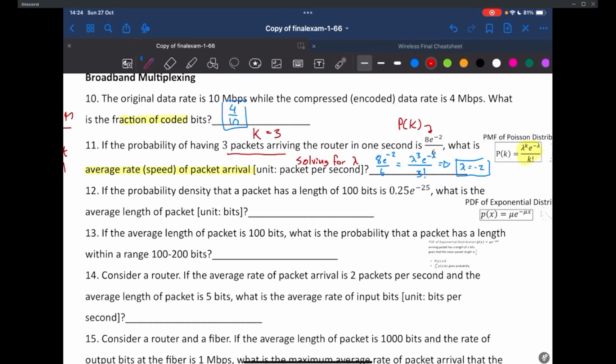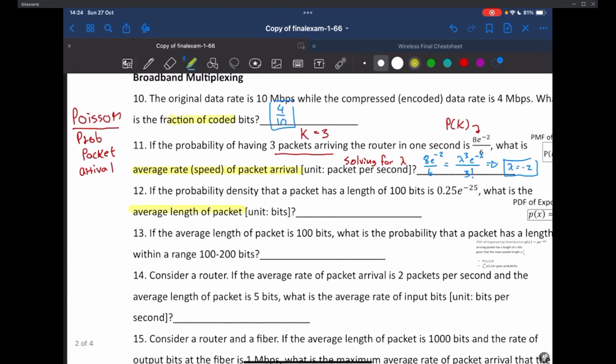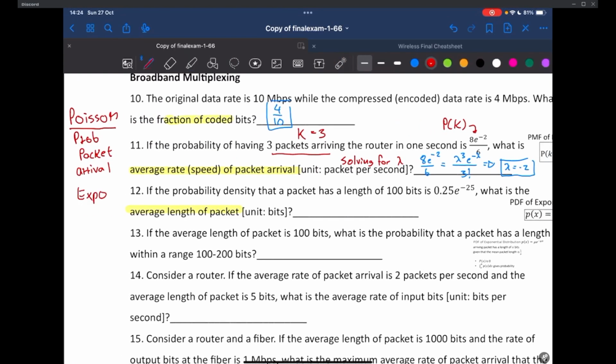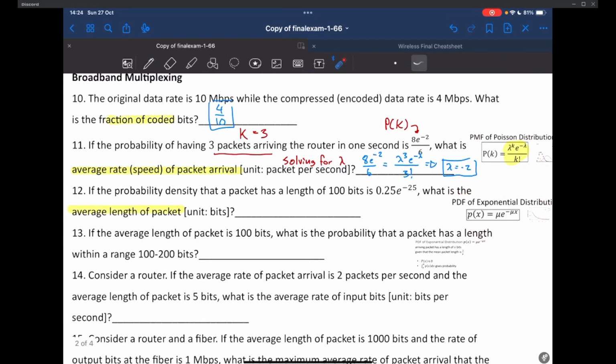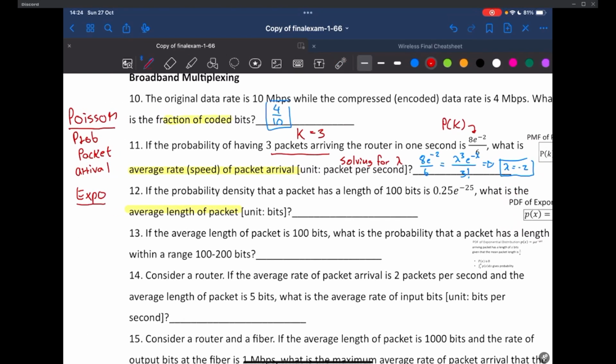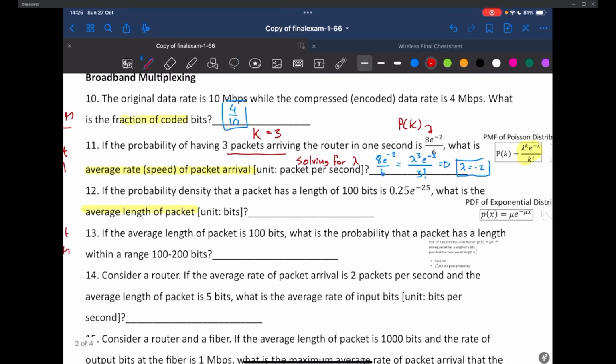Next one is we're trying to find the average packet length. For average packet length, we need to use the exponential distribution formula, which is right here. I put it right here. So exponential is used whenever we're talking about the probability of finding the length of a packet. So packet length, packet arrival. So what do we have? Well, we have the probability and we have the length. The length here would be x. x is 100 here.